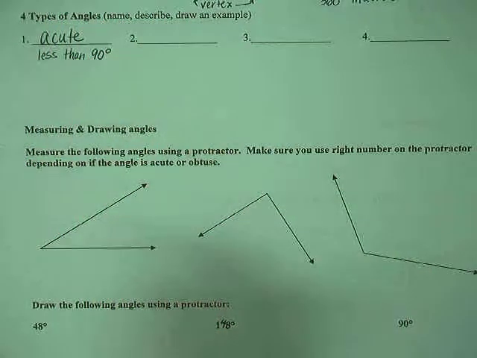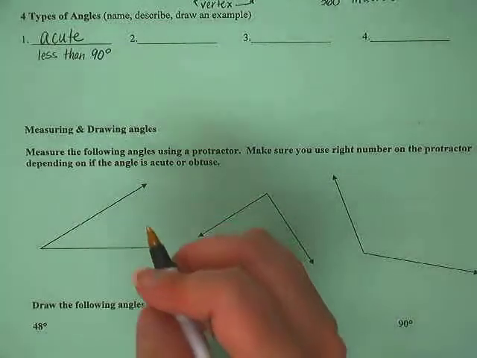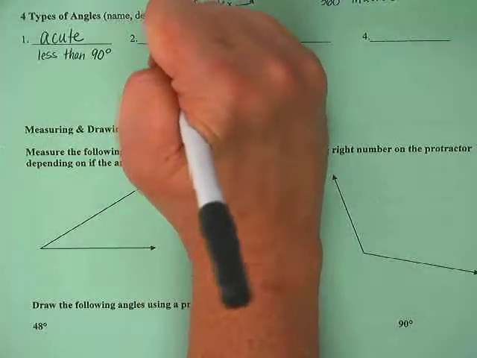An acute angle is less than 90 degrees. Okay?